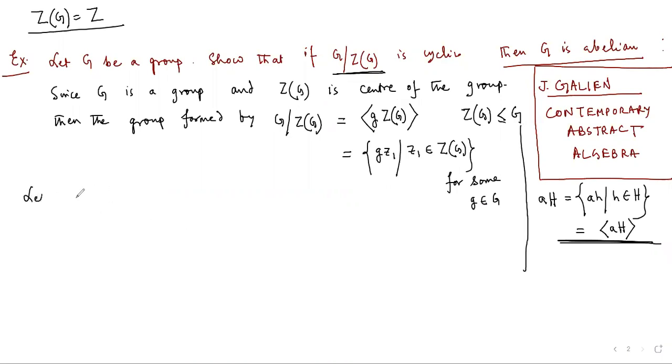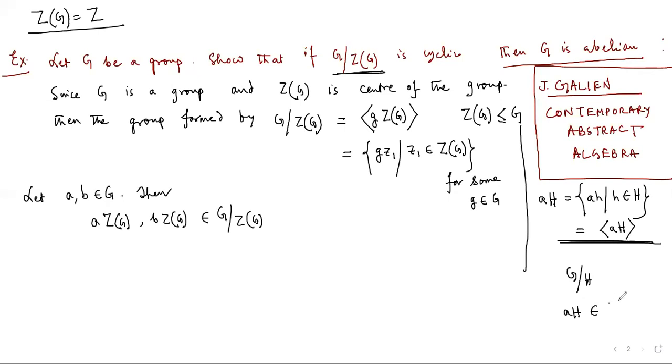Let a, b belong to G. Then aZ(G) and bZ(G) belong to G/Z(G), isn't it? Because whenever I consider the quotient group G/H, its elements are aH and bH. We write it in this manner. So in place of H we have Z(G).